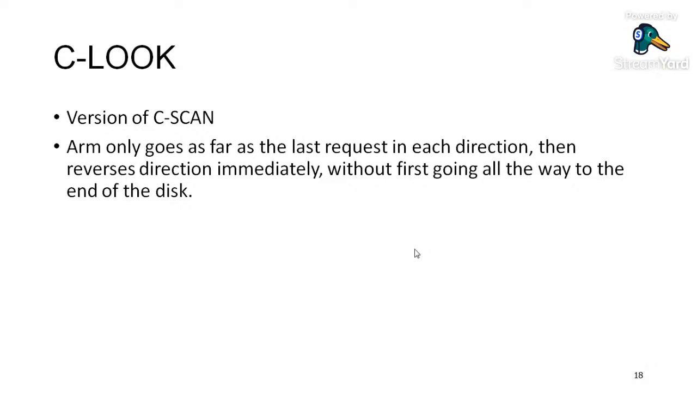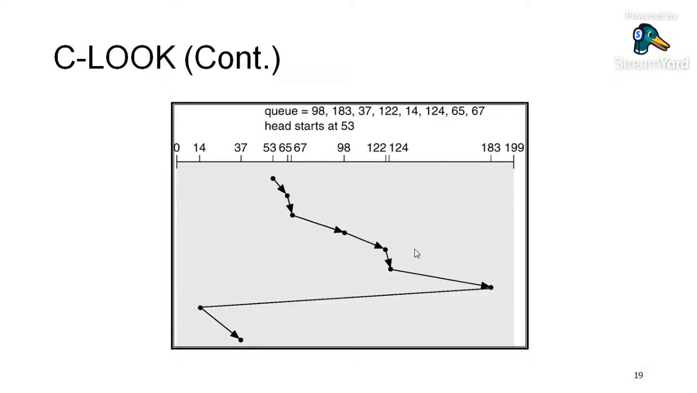It is a version of circular scan where the arm only goes as far as the last request in one direction, then reverses the direction immediately without first going all the way to the end of the disk. See the difference between the look and the circular look. In case of the look, once it has served the last request, it immediately comes back and serves all the requests. But in case of the circular look, it is the same as the circular scan.